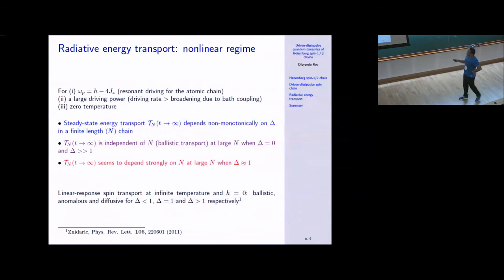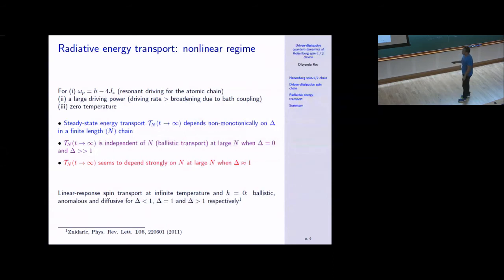So there are not many studies along this direction for radiative energy transport in the quantum Heisenberg model in open quantum systems, but there are a few studies for spin transport in open quantum systems, for example, studies by Prosen and his collaborator Znidaric.